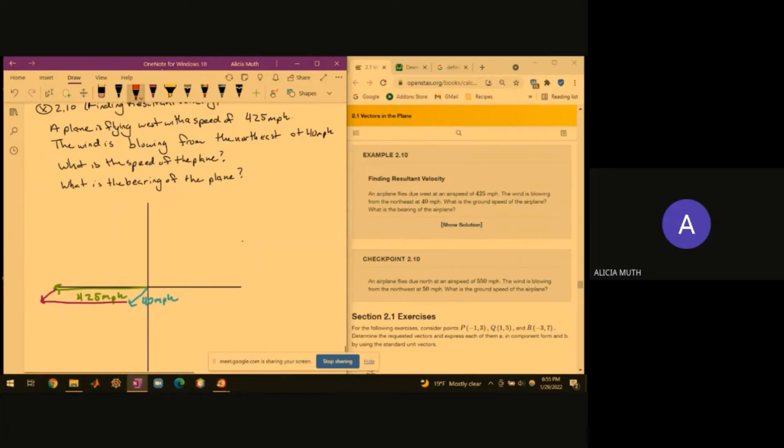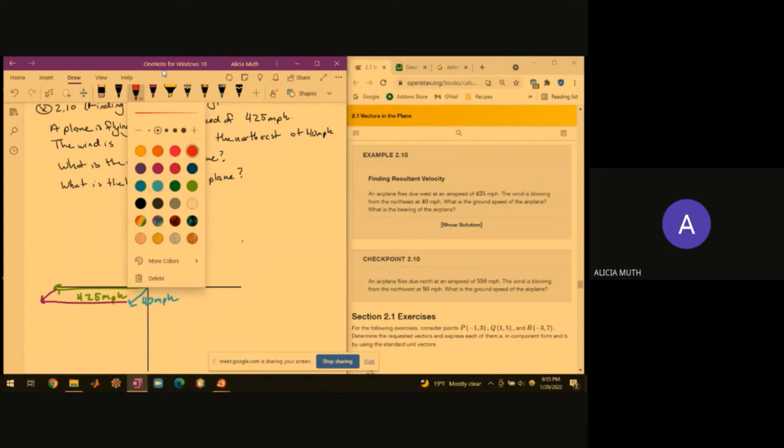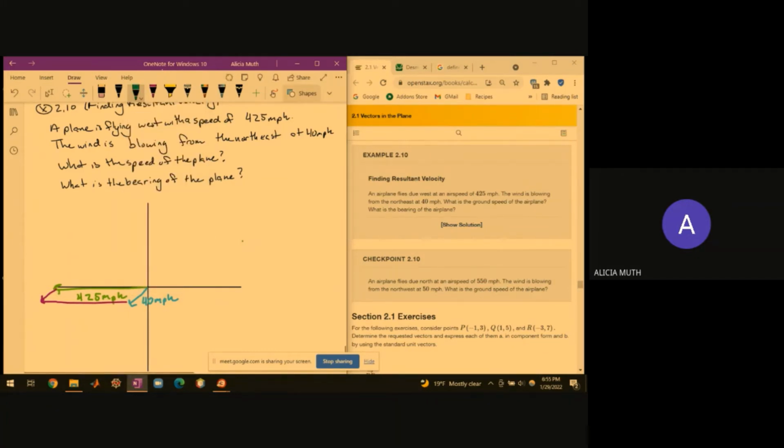So our new position of our plane is actually a bit south of what we thought it was actually going to. So we need to figure out what this new magnitude is, which would be its velocity, and also what that angle is from our x-axis.